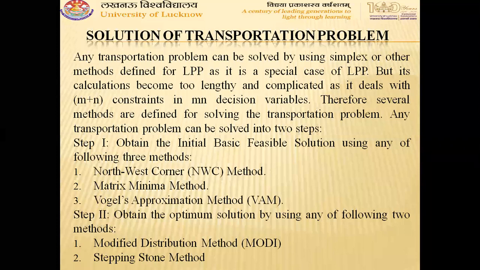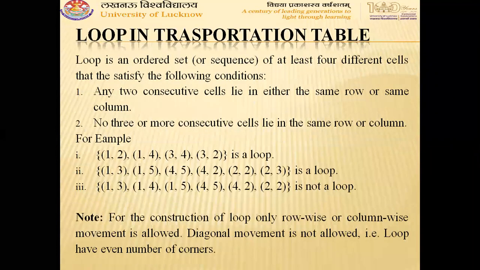There are several methods from which we can obtain the solution to the transportation problem, which is basically done in two steps. One is obtaining the initial basic feasible solution using the northwest corner rule, least cost method, or Vogel's approximation method. Then we obtain the optimum solution from the initial basic feasible solution. The methods used for obtaining the optimum solution are the modified distribution method, also called the Modi method, and the stepping stone method.